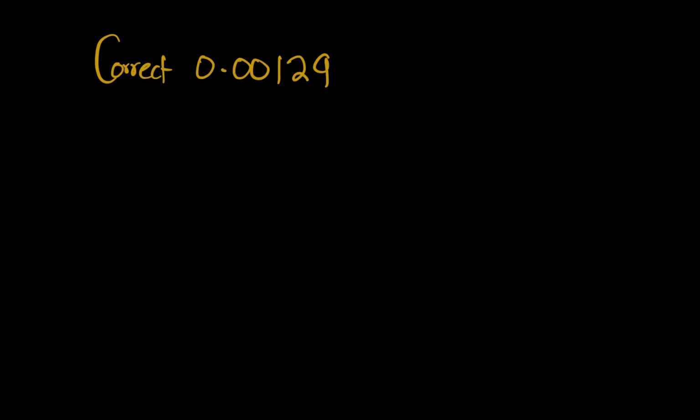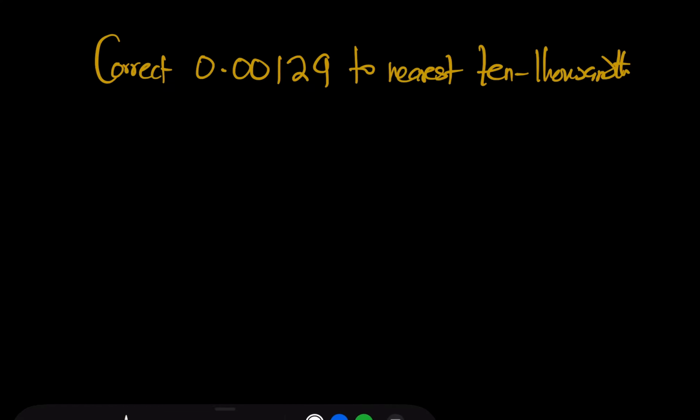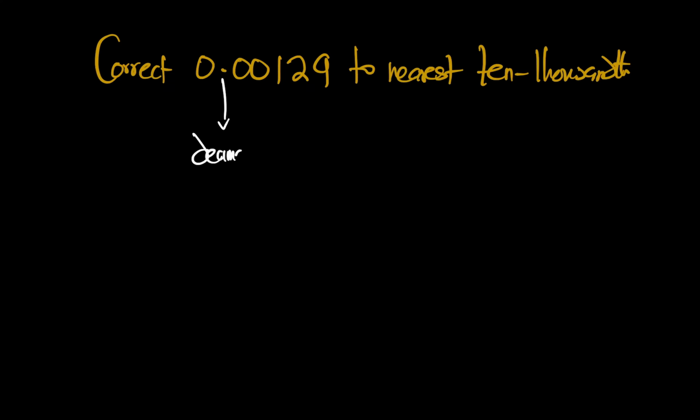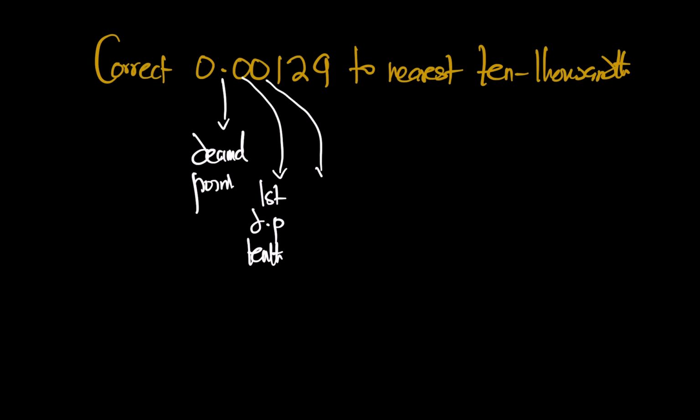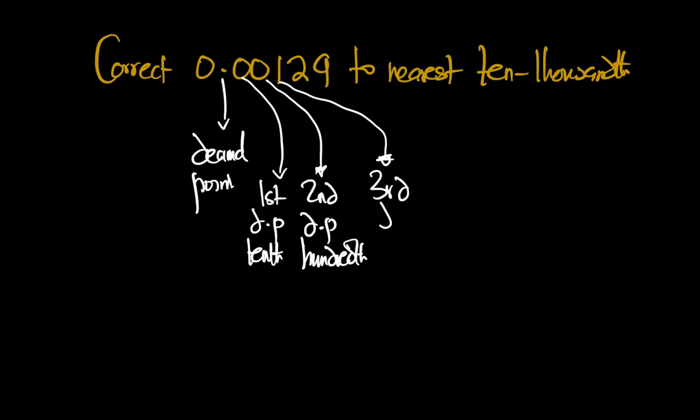0.00129 to the nearest 10,000th. To the nearest 10,000th, all right? Now, we said that this is our decimal point. Do you remember that? This is our decimal point, and this one is our first decimal place, which is the tenth. This one is our second decimal place, which is the hundredth. This one here is our third decimal place, which is the thousandth. And then this 2 here is our fourth decimal place, which is the ten-thousandth.